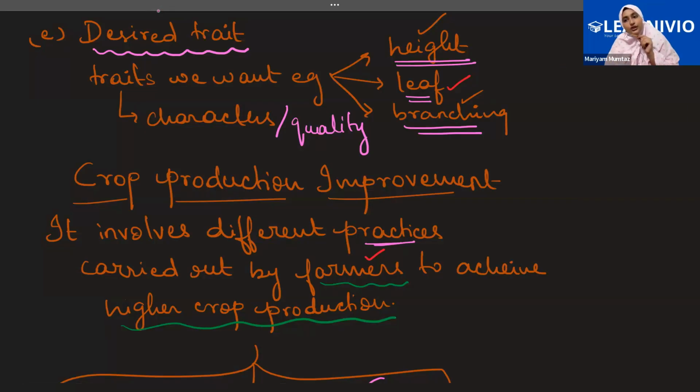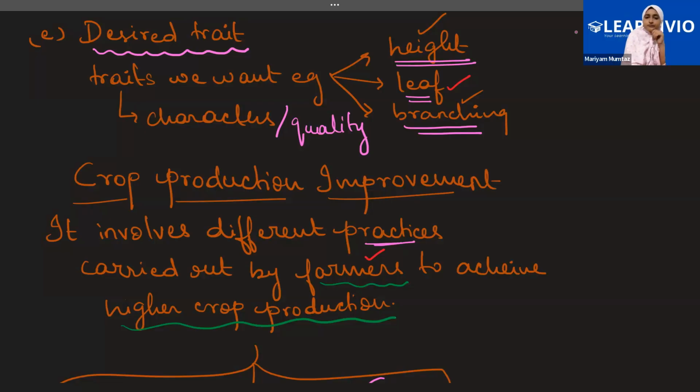So we can also do crop variety improvement when we want a desired trait. Is it clear? Yes, ma'am. Clear to you all, students? Yes, ma'am. All right, very good. So these were all the different factors for which crop variety improvement is done.